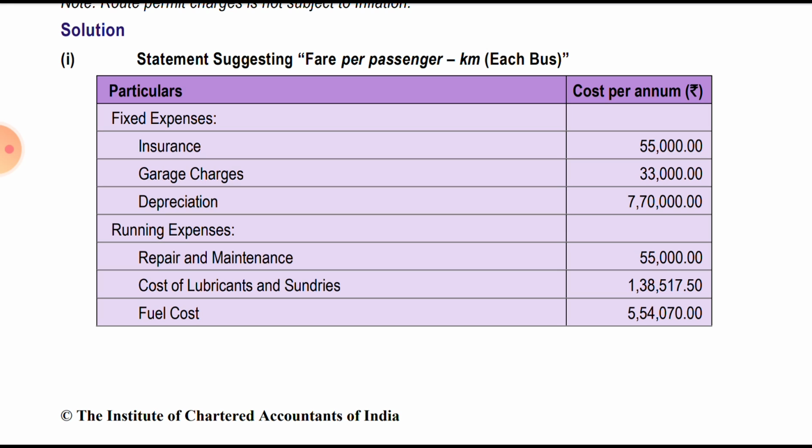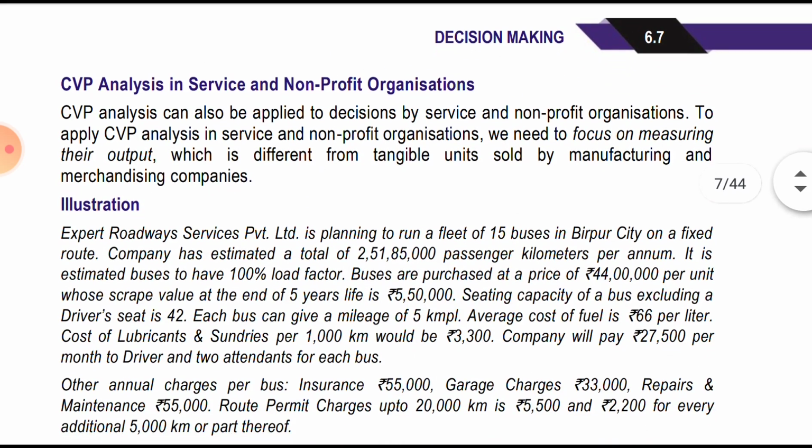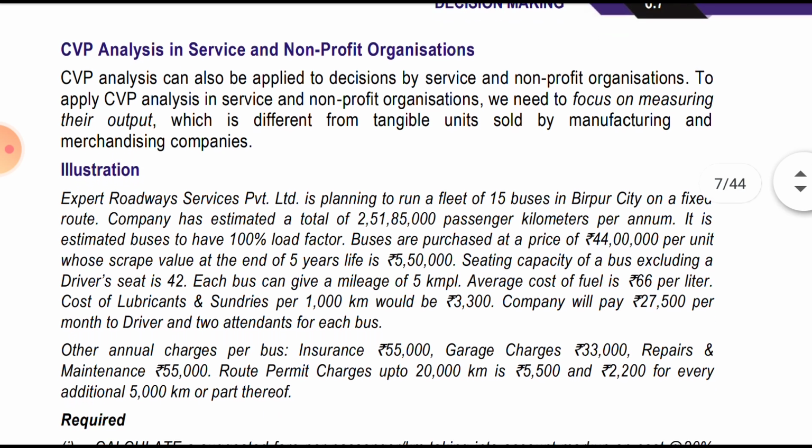Insurance cost they have given as 51,000, garage 33,000, and depreciation they have calculated as 7,70,000. How the 7,70,000 came is 44 lakh minus 5,50,000 divided by 5 years. The buses were purchased at 44 lakh, whose scrap value at the end of the period is 5,50,000. So 44 lakh minus 5,50,000 divided by 5 years.